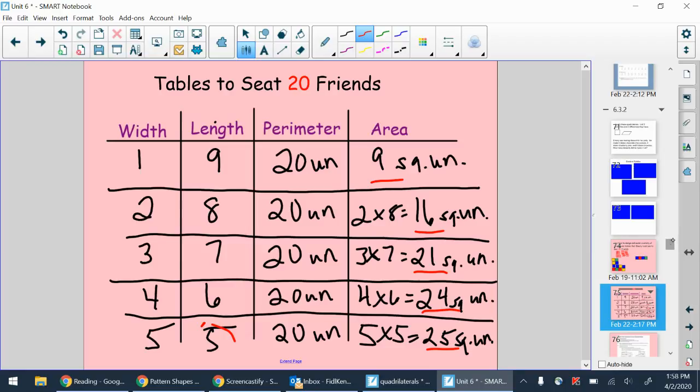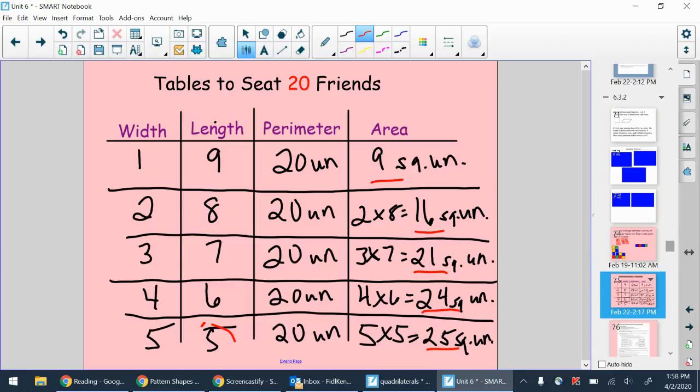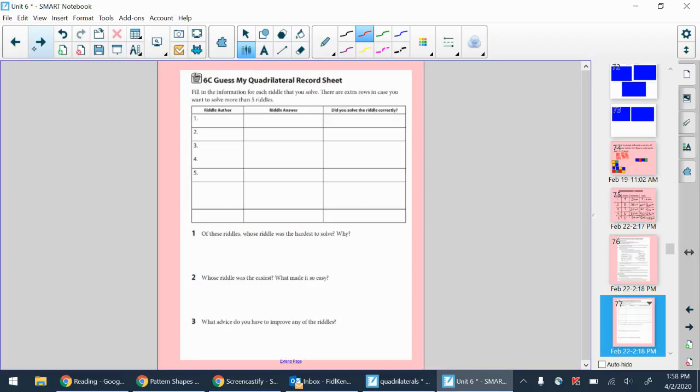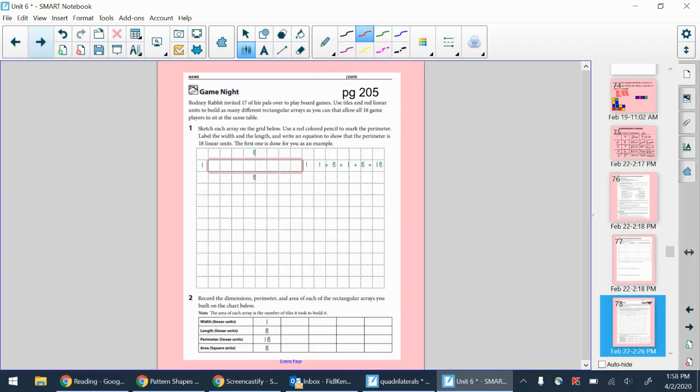So one of your assignments for today, guys, is to do a workbook. Your yellow workbook page is page 205. Now, one thing I wanted to point out to you guys really quick is in the directions. It says Rodney Rabbit invited 17 of his pals over to play board games. Use tiles and red linear units to build as many different rectangular arrays as you can. So it's not just building one or drawing one, it's drawing as many as you can. And I'm going to give you a hint. There are about, I believe, 3 more arrays that you can create.